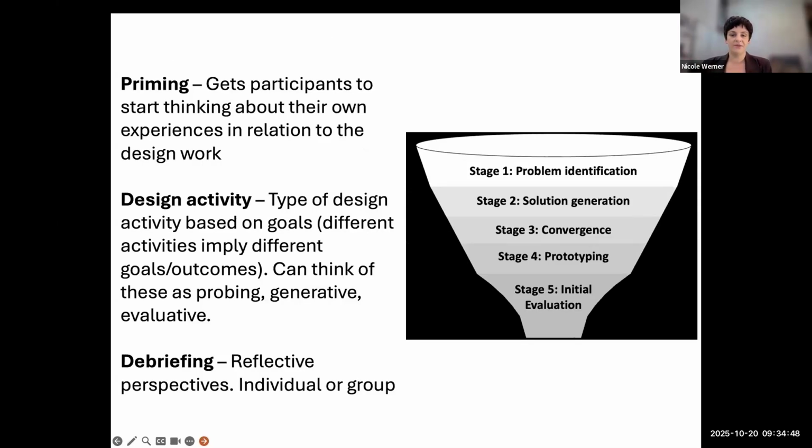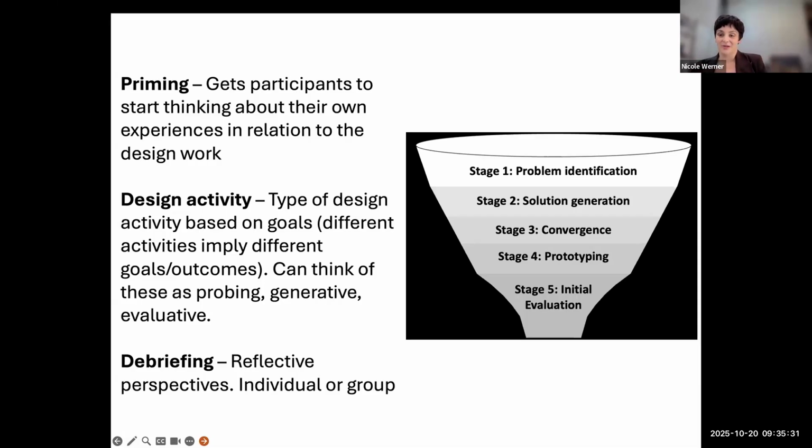Within each of these stages, or within each co-design session that happens within the stages, I tend to use a 3-step approach. There's a paper on this that's not cited, so I'm sorry, that should be there, but I can send you that. Essentially, you start with priming, which gets people to think about their own experience in relation to the design work. A lot of times we have people do pre-priming activities. We'll give them a journaling exercise, or ask them some questions, or ask them to look at some data and provide some reflection on it. That gets them ready for whatever design activity we're going to be doing that day.